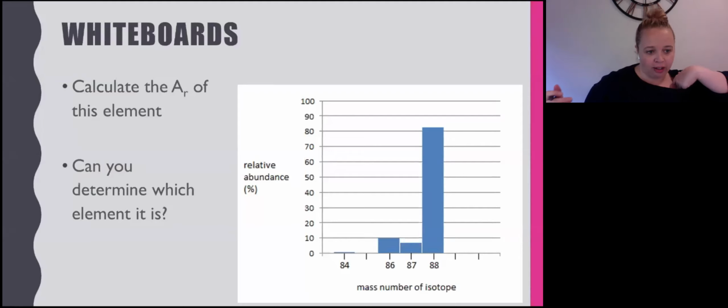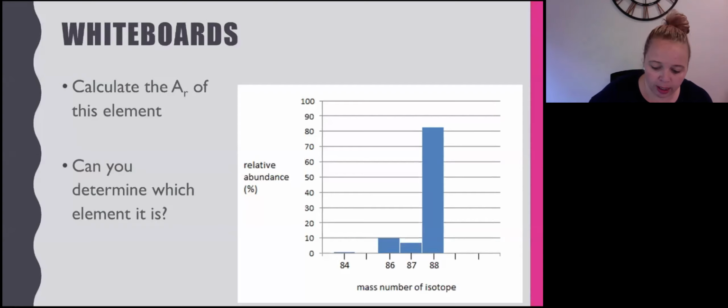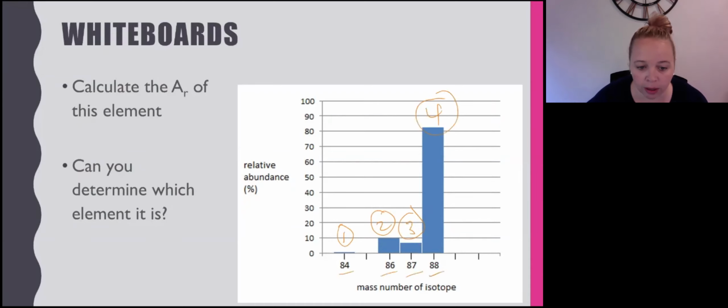Here we have some more calculations of relative atomic mass. The first one's using a spectrum, and the second ones are going to work backwards from your relative atomic mass to figure out what the percentage of each isotope is. So here's another spectrum. What we can see is that there are how many isotopes? 1, 2, 3, 4. We have each one of their masses down the bottom here, and then we have to figure out what their percentages are.